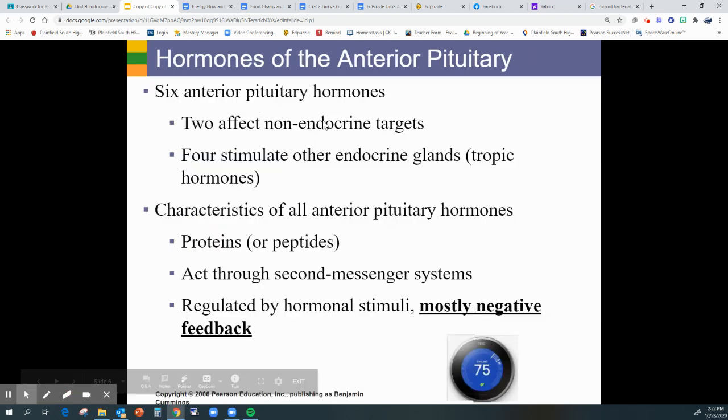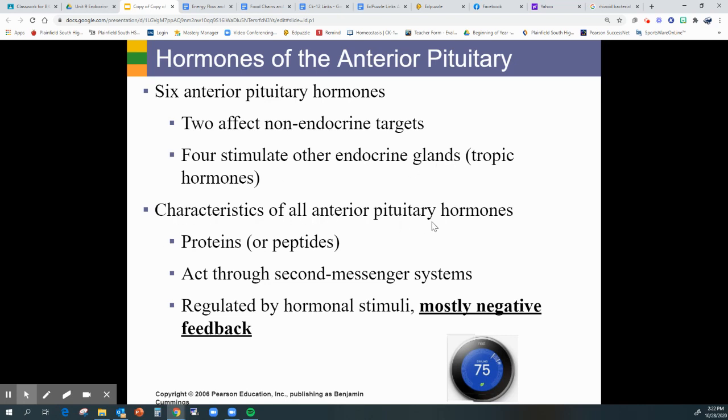There are 6, like I was saying, hormones that are associated with the pituitary gland. 2 of them actually affect non-endocrine targets. We'll talk a little bit about those here in just a second. And 4 of them stimulate other endocrines to secrete their hormones.